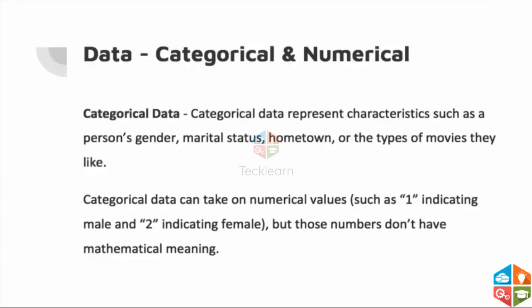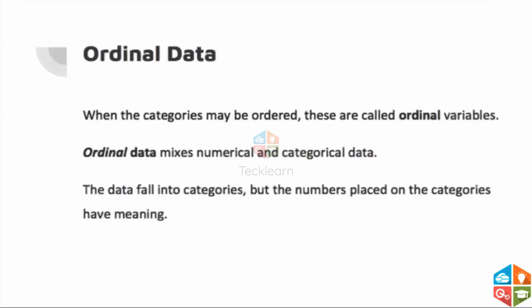So you cannot add male and female. Even if you denote them as 1 and 2, they would still be considered categorical data. This categorical data is also called qualitative data, just as numerical data is called quantitative. Actually, we have another kind of data that comes under categorical data, and it is called ordinal data.